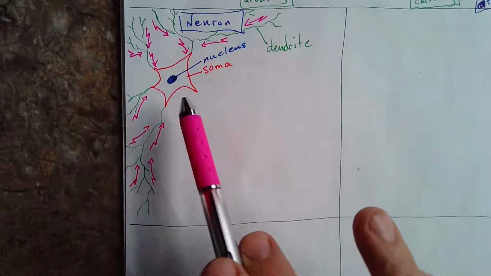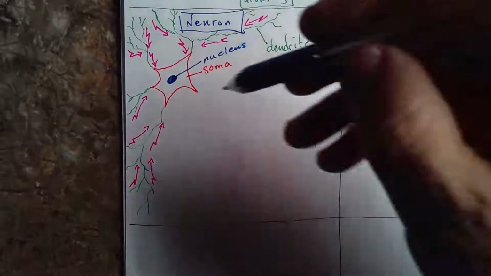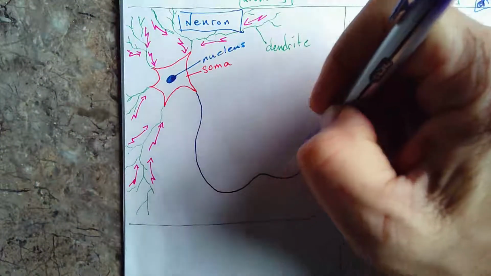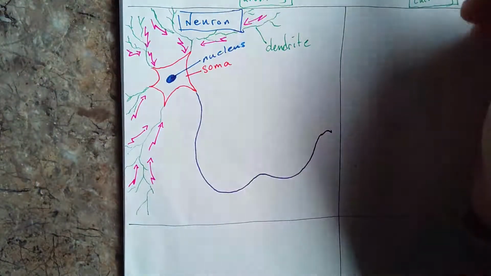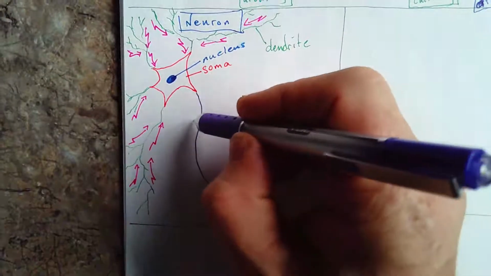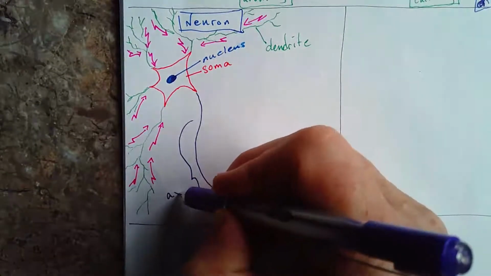Now remember, we saved one of these little spikes. We did that because there is this structure here. I'm just going to draw it long and winding. This is called the axon. Just going to draw a thing like this. Axon.